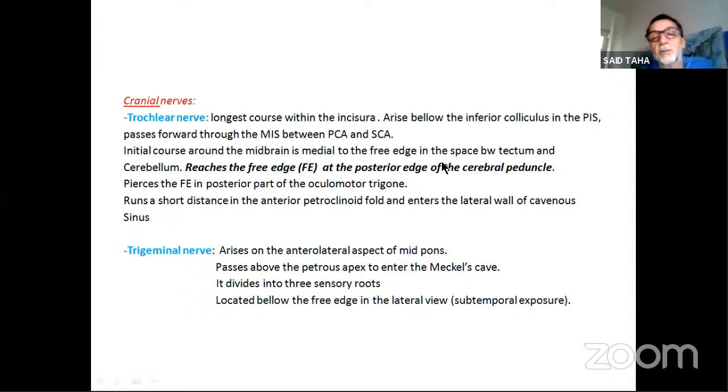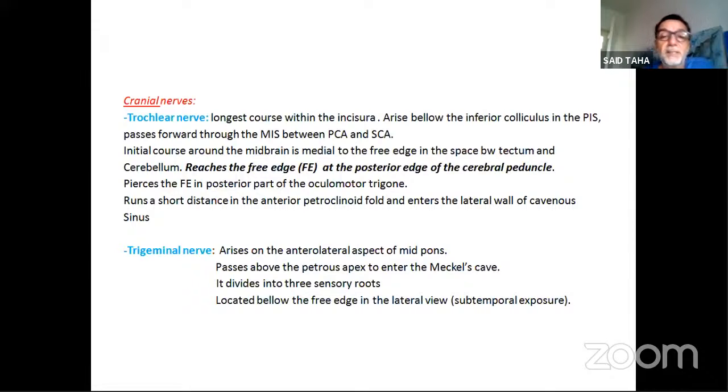And this is a most important point for the neurosurgeon when we operate on the patient by a subtemporal approach.